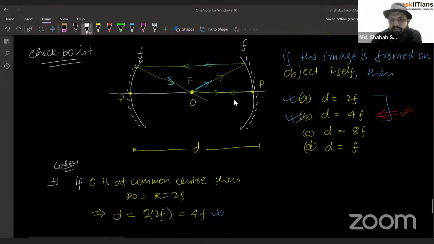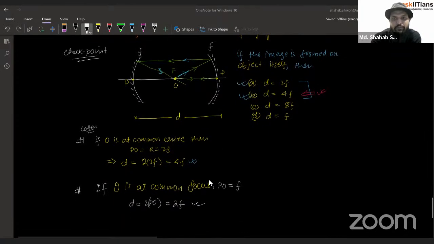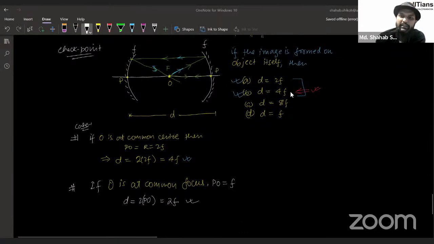Two identical concave mirrors, and the object is exactly in between the poles of the mirrors. If the image is formed on the object itself, which of the following options is correct? Most of the students answer option B because they think that if the object is at C, the image is at C, but they fail to realize that option A is also correct. See the diagram also. Option B, D equal to 4F, is quite common, because if O is the common center for both mirrors, then P2O from this side is 2F, and from this side is 2F, so the total is 4F.